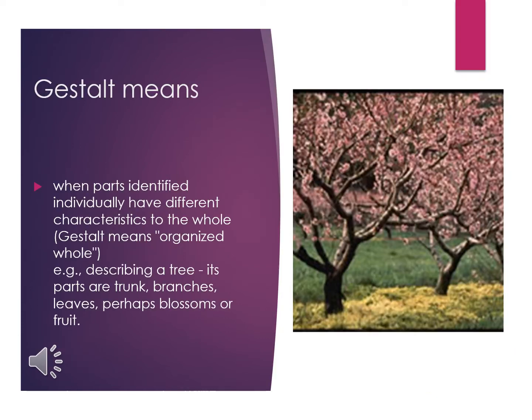So Gestalt means that when parts identified individually have different characteristics to the whole, the organized whole. When we describe a tree in parts, we have the trunk, the branches, the leaves, the blossoms like the flowers, or fruit sometimes. But when you look at an entire tree, you're not necessarily naming or aware of all the parts of the tree, or the insides of the tree, or all the rings in the trunk as the tree ages. Parts are of secondary importance, even though they can be clearly seen.